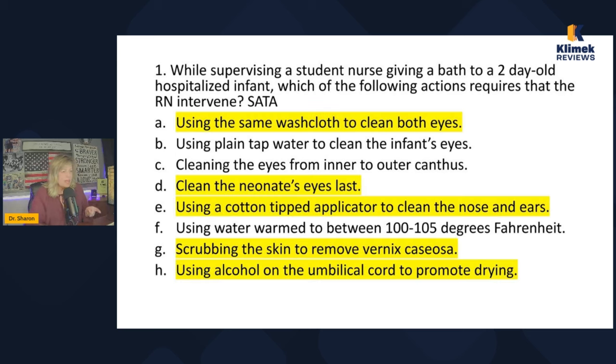So the wrong answers were using the same washcloth, cleaning the neonate's eyes last, using cotton-tipped applicator to clean the nose and the ears, scrubbing the skin. Don't do that. Using alcohol in the umbilical cord to promote drying. We don't do that anymore.